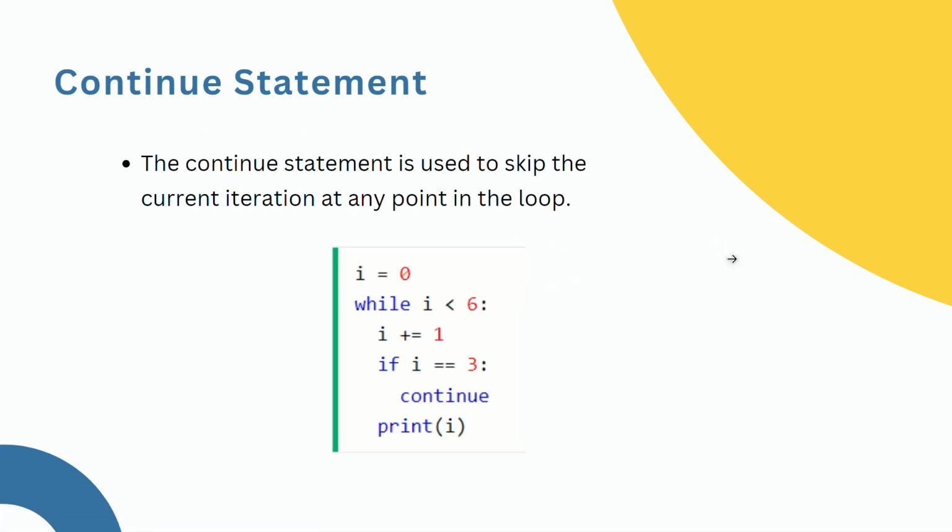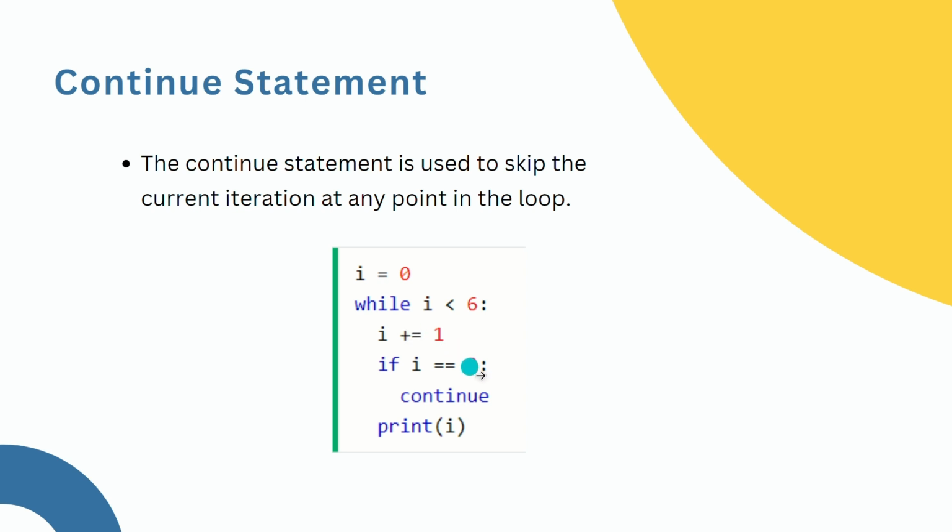Now similarly the continue statement. So the continue statement is used to skip the current iteration at any point in the loop. So it can happen that on certain conditions you just want to skip the current iteration in the loop and you want to carry on. So for example, let's say you want to print the even numbers and not the odd numbers. So if you have an array, you'll go through the array and you'll check if it is an odd number, you can just write continue, and if it is an even number, you can write the print statement. So that is one example.